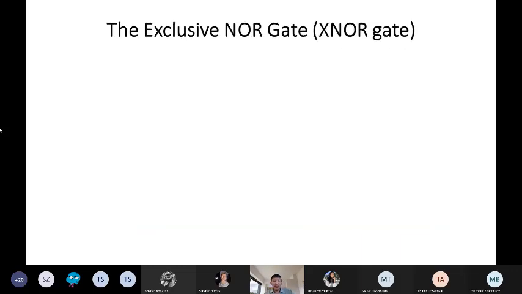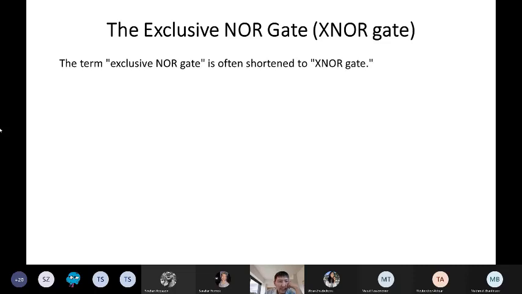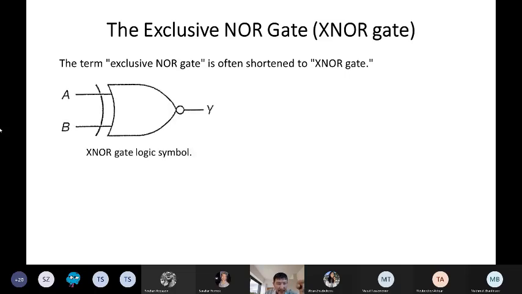Okay, so next we will talk about the exclusive NOR gate, not OR, NOR gate. So we call it XNOR gate, XNOR. The term exclusive NOR gate is often shortened to XNOR gate. Okay, I think it's clear. And it is a symbol. So what is the difference between NOR and XNOR gate symbols? What's the difference?